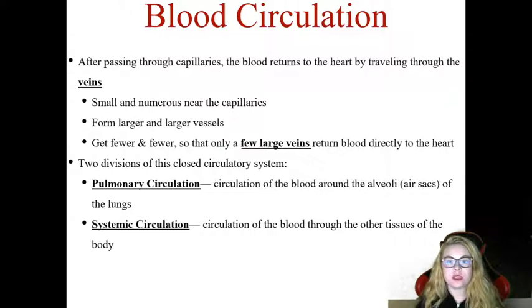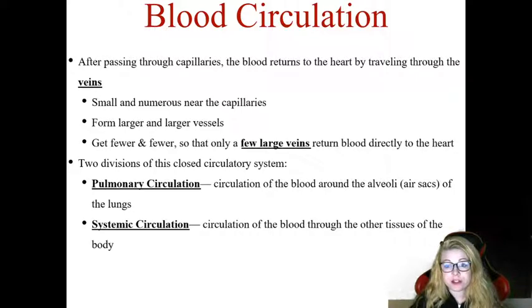And you have probably heard in some science class before that you have two circuits as part of your closed circulatory system. You have the pulmonary circulation and you have the systemic circulation. So let's define exactly what those two things are and how they differ.